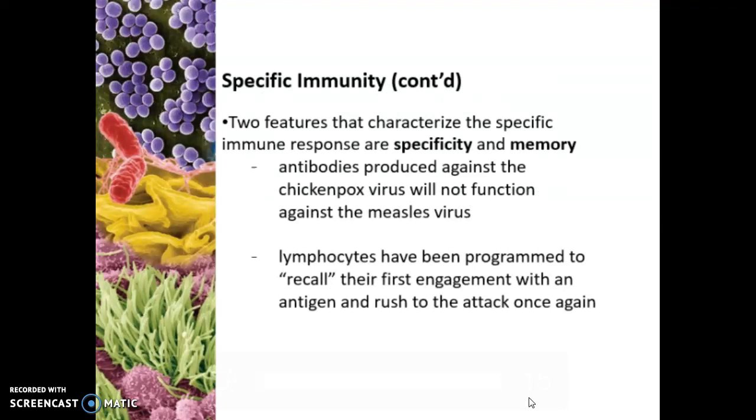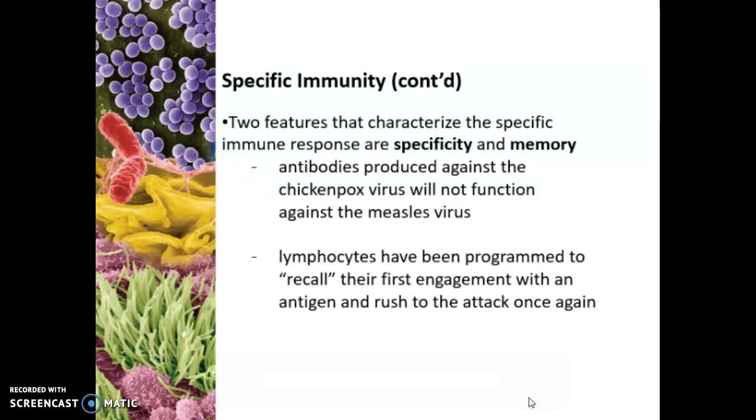Alright, so two features that characterize the third line of defense and definitely differentiate it from the first and second lines of defense are going to be specificity and memory. It is very specific, in that the components of the third line of defense are specific for one type of organism or one type of antigen. So antibodies, which are produced within the third line of defense, if antibodies are produced against chickenpox virus, they're not going to function against the measles virus and vice versa.